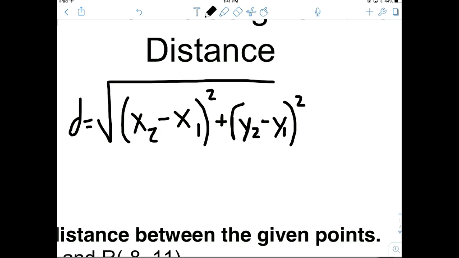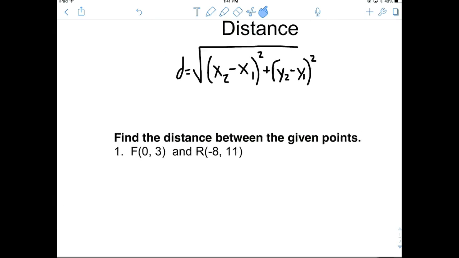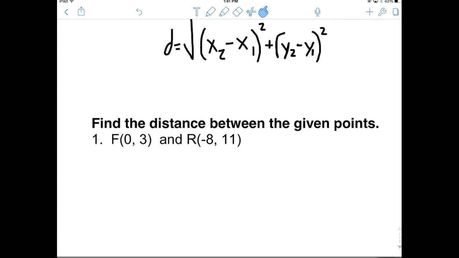First start by recording that onto your paper, making sure that you've got every detail accounted for. There's subtraction in between the x's and subtraction between the y's, along with addition between those two big parts of the distance formula, those expressions there. So let's go ahead and use the distance formula right away. We'll come back for the midpoint formula.